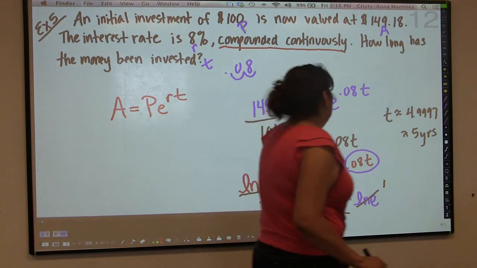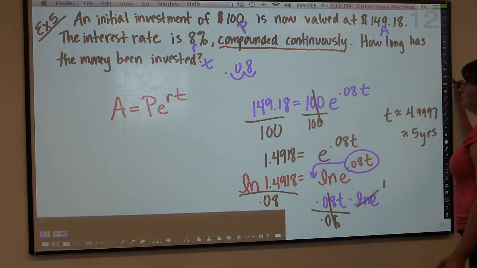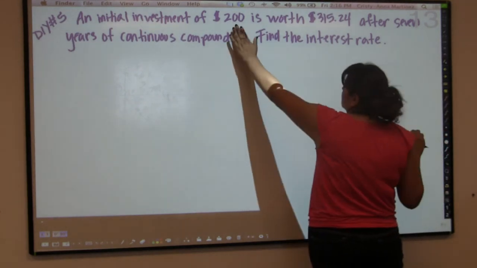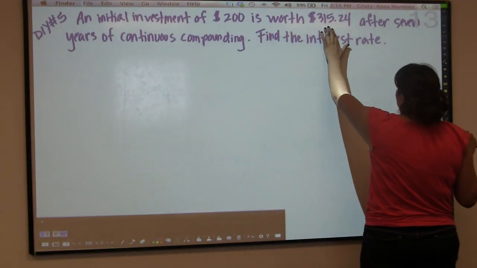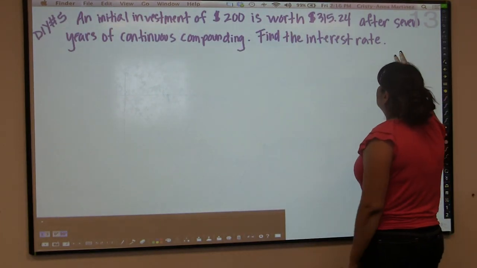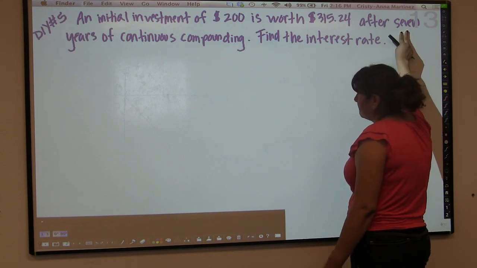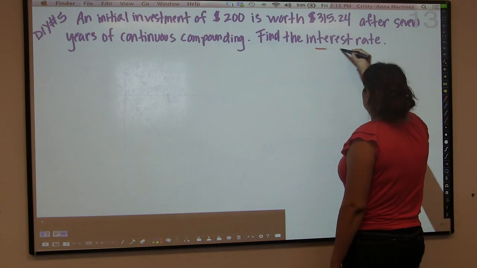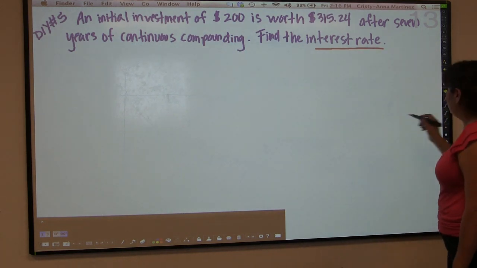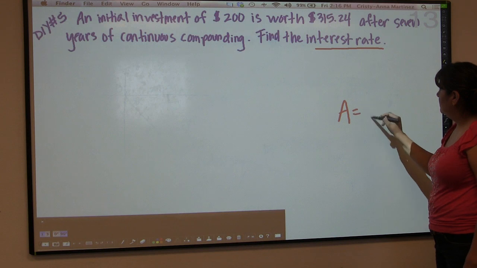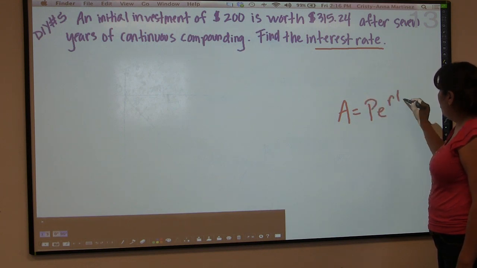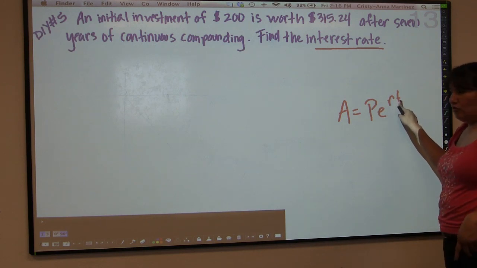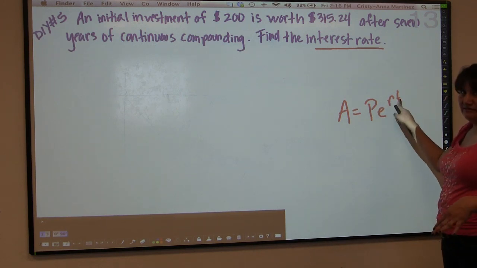Now you're going to do something similar in this problem. You have the initial investment. Now it's worth $315.24. But this time they're telling you what T is. It's after 7 years, so T is 7. But what you're looking for now is the interest rate. You're looking for R. Remember that in the formula, R is in the exponent. The one that I solved had a T that I was solving for, but it's very similar. You're just solving for R instead of T.